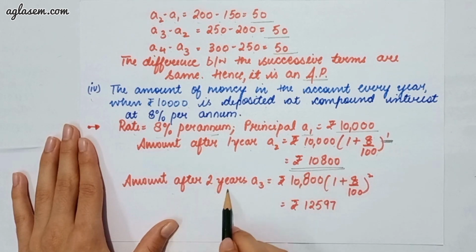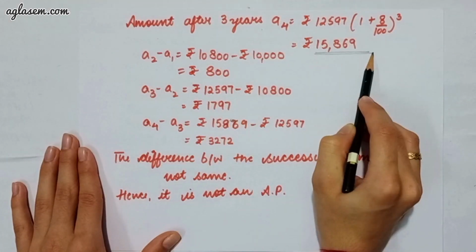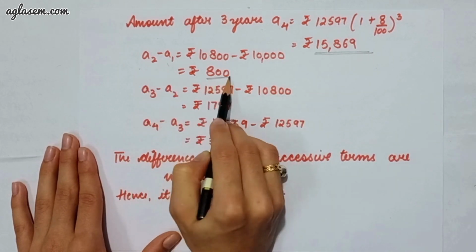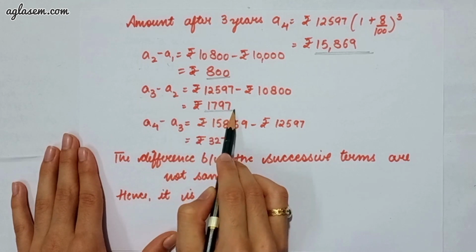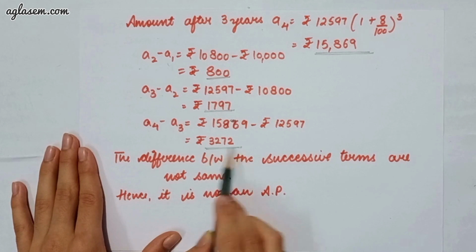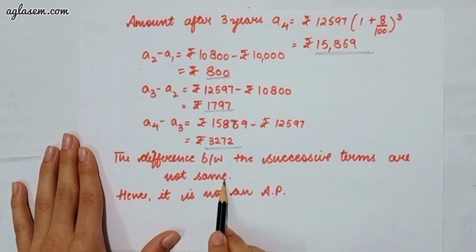So amount after 2 years will be 11,664. Moving further, the amount after 3 years will be 12,597. So now A2 minus A1 will give you 800, A3 minus A2 will give you 864, and A4 minus A3 will give you 933. So here the difference between the successive terms is not the same. Therefore, it is not an arithmetic progression.